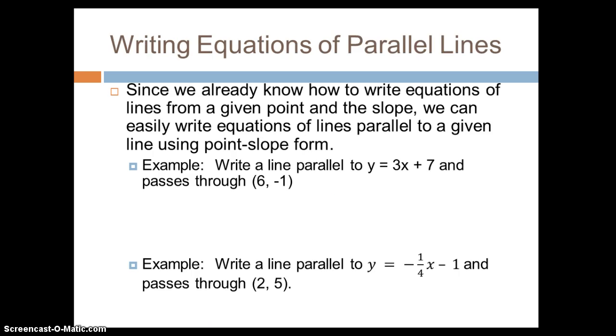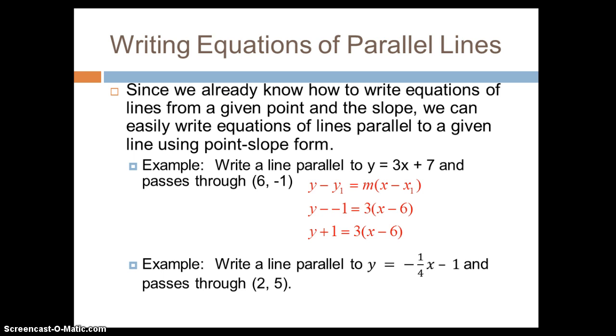Now, since we know how to write equations of lines from a given point and the slope, we can easily write equations of lines parallel to a given line using point-slope form. So let me look at an example. Write a line parallel to y equals 3x plus 7 that passes through (6, negative 1). Well, remember for point-slope form, we need a point, which we have, (6, negative 1), and we need the slope, which we know because it's parallel, it has the same slope as the line it's parallel to. So the slope in the example is 3. So the slope of our new line is also 3.